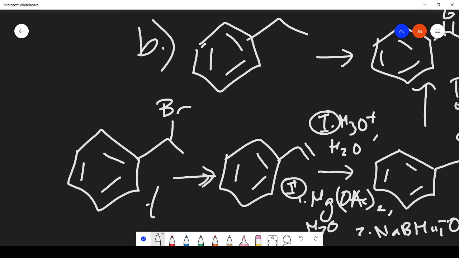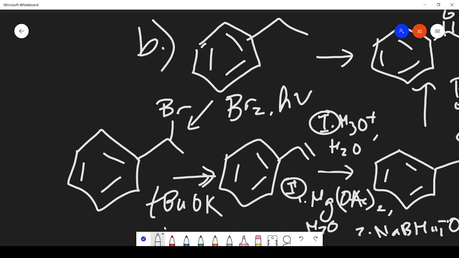So just like last time, we used TBUOK as our base. And then finally, how did we get from our starting compound to the brominated version? Well, we brominated it. So we used Br2 and light. And it put the bromine in the benzylic position, which is the most stable place for a bromine to be, because if we were to replace it with a carbocation, this could be stabilized by resonance.